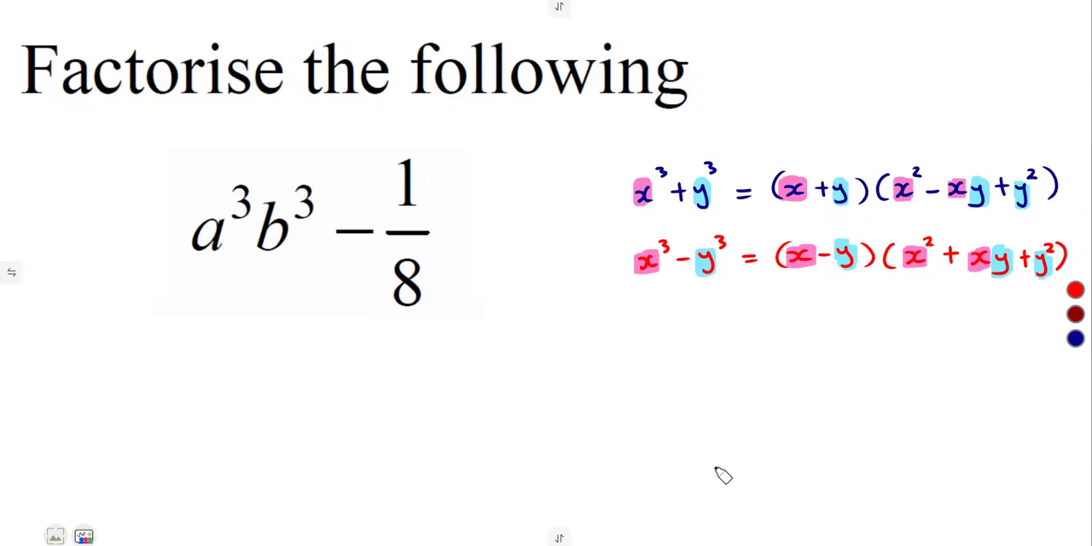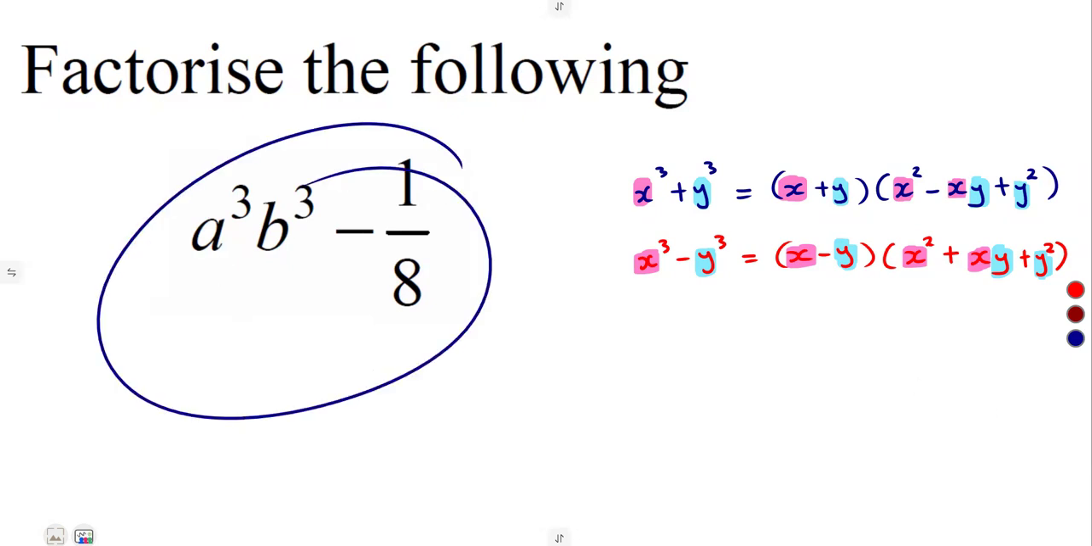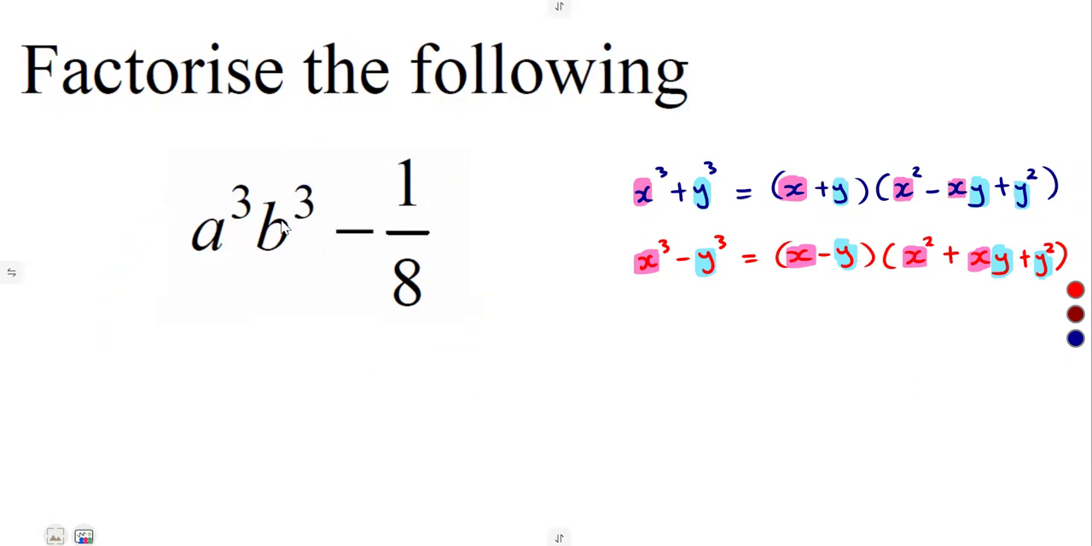Factorize the following, still on our revision. This is question number 5 of exercise 11. You are given a cubed b cubed minus 1 over 8. Still using the difference of what? Of 2 cubes.